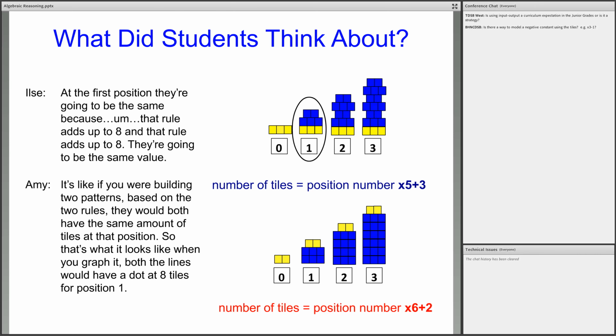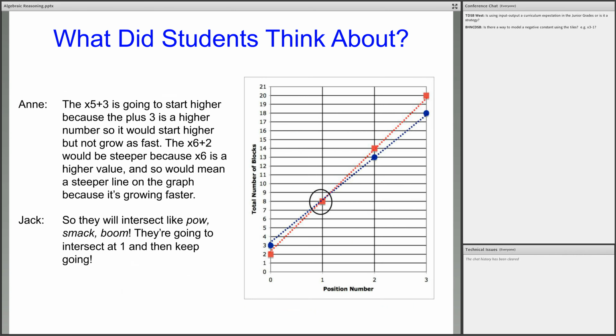So some kids were still thinking about it in terms of the visual patterns. Other students were thinking about it like that student just did, and thought about almost like the movement of the trend lines on the graph. So even though they're graphing static patterns, a lot of students started to speak about it in terms of movement of the trend line on the graph, so that one would start higher but grow slower, and one would start lower but grow faster. Which was really interesting to us. And then thinking about the fact that they're going to intersect at 1 and then keep going.